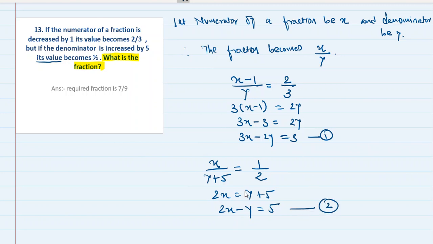So you've got your two equations, right? 3x minus 2y is equal to 3 and 2x minus y is equal to 5. Please pause the video, solve these two equations and get the values of x and y. Okay, I hope you have got the values. X must be 7 and y must be 9, and your final answer should be: the required fraction is 7 by 9. You must write that in a statement.